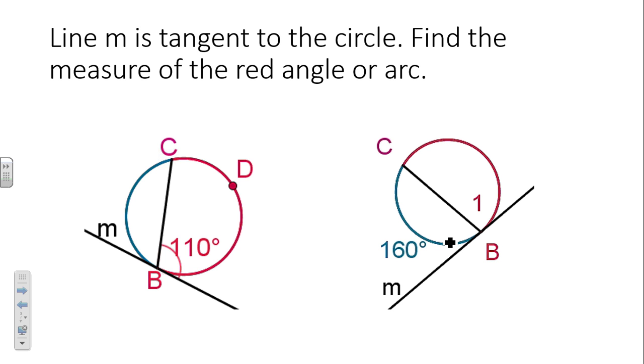M is the tangent to the circle, and we want to find a measure of either the red angle or the red arc. Okay, so here's your first example. We want to know what is the measure of this major arc C through D to B. So what would we have to do? If we have the angle and we're trying to find the arc that it intercepts, what do we have to do? Multiply by 2. So 110 times 2 is 220. 220 degrees.